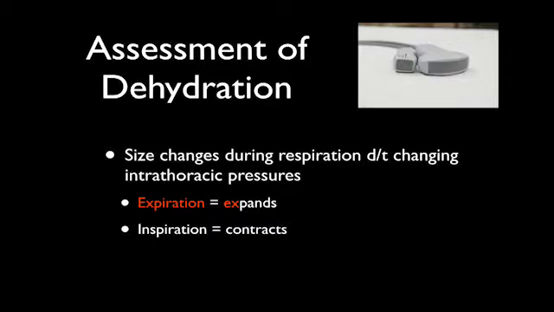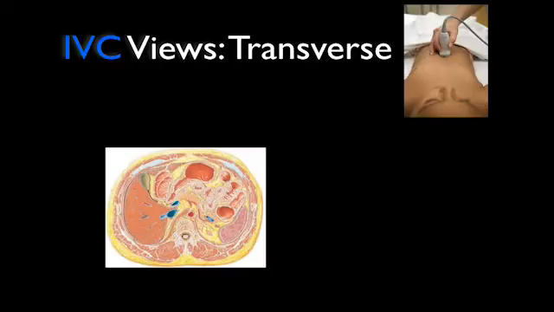When we look at dehydration for the IVC, this is not a study that you rely on solely. This is just extra information. This is one part of your HIMAP. And essentially, you're looking at the respiratory variation. Now, with respirations, we all know that there's change in thoracic pressure. So with expiration, the IVC will expand. And with inspiration, it contracts. But a good way to remember is expiration expands.